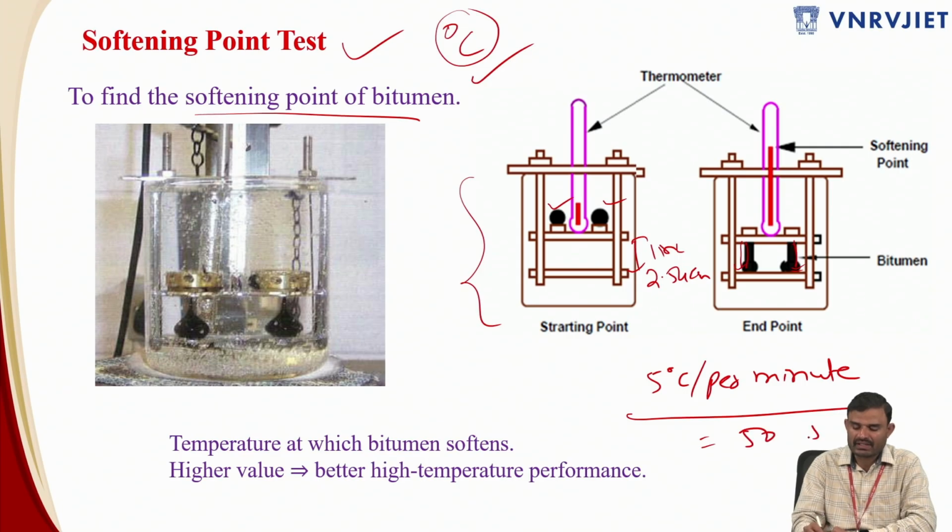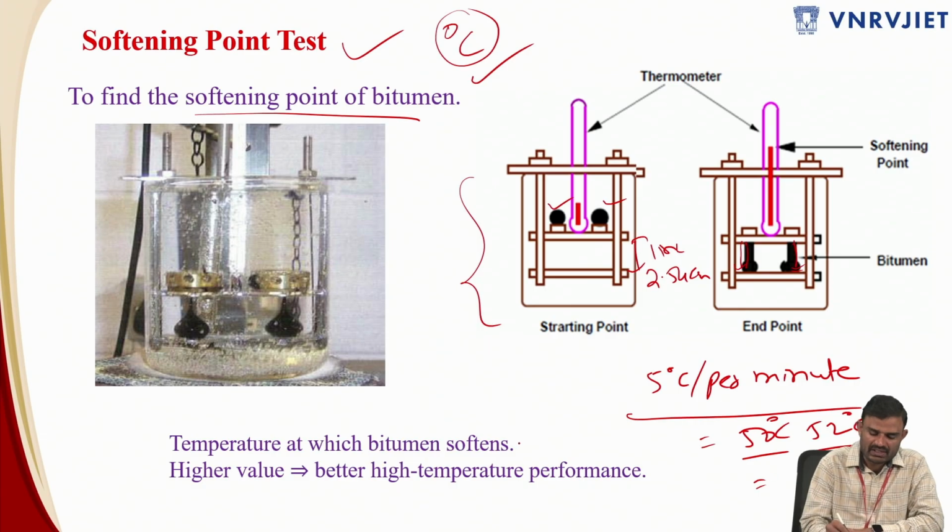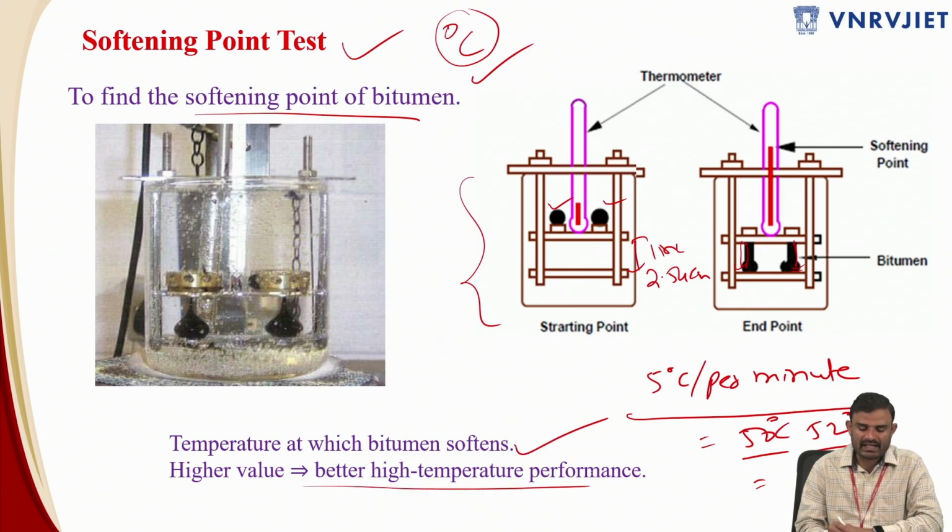For example, it is 50 and the other one is 52 degrees centigrade. So one ball has fallen at 50 and the other ball has fallen at 52 degrees centigrade. Then the average value will be represented as the softening point of the bitumen. So the temperature at which the bitumen softens is said to be the softening point. A higher value means better high temperature performance.